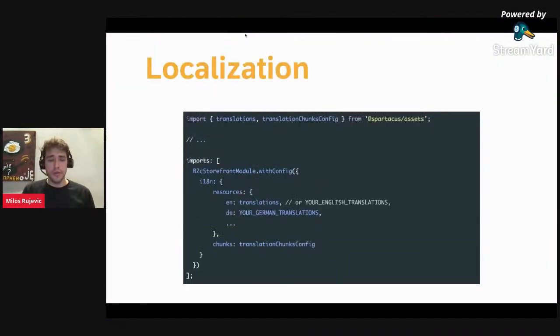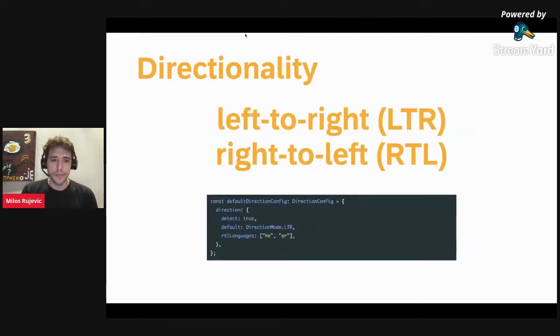On the accessibility side, you have localization, fully supported I18N standard, so you can add languages, add your translation, add fallback languages and currencies with ease. There is directionality support as well, so you can set left to right and right to left. So pretty much you can use Spartacus with any human language.